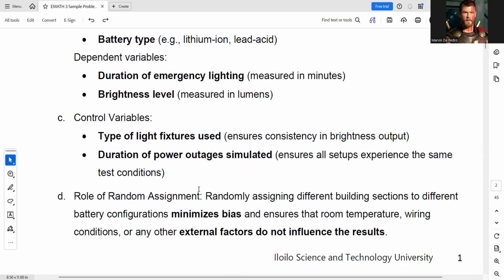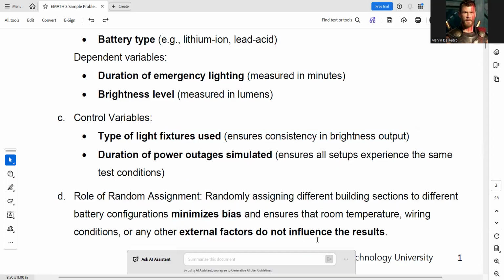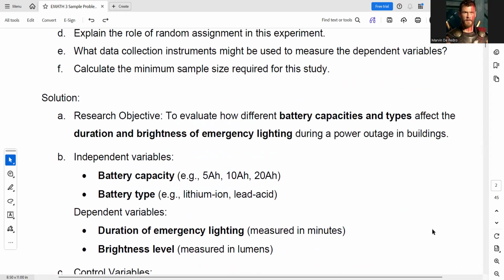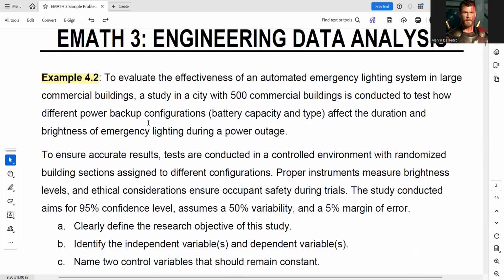Okay. Now, same thing with the previous example, the role of random assignment is that it minimizes bias, so other external factors do not influence the results. Okay, so we randomly assign the different... Sorry. In this case, we don't have human specimens. We only have buildings, right? 500 commercial buildings, right?